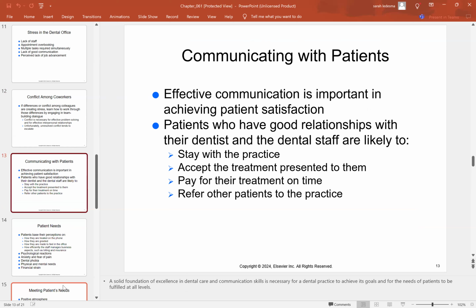Communicating with patients. Effective communication is important in achieving patient satisfaction. Patients who have good relationships with their dentist and the dental staff are likely to stay with the practice, accept treatment, pay for their treatment on time, and refer patients to the practice.